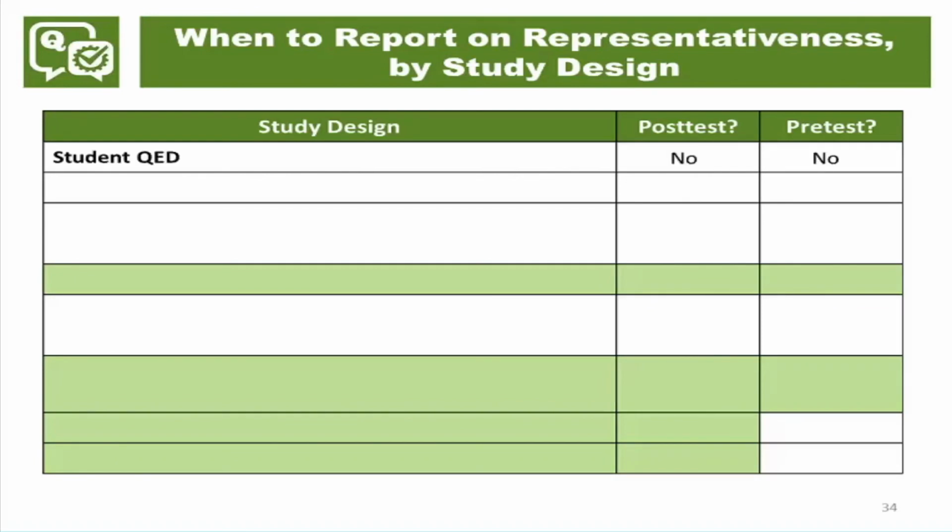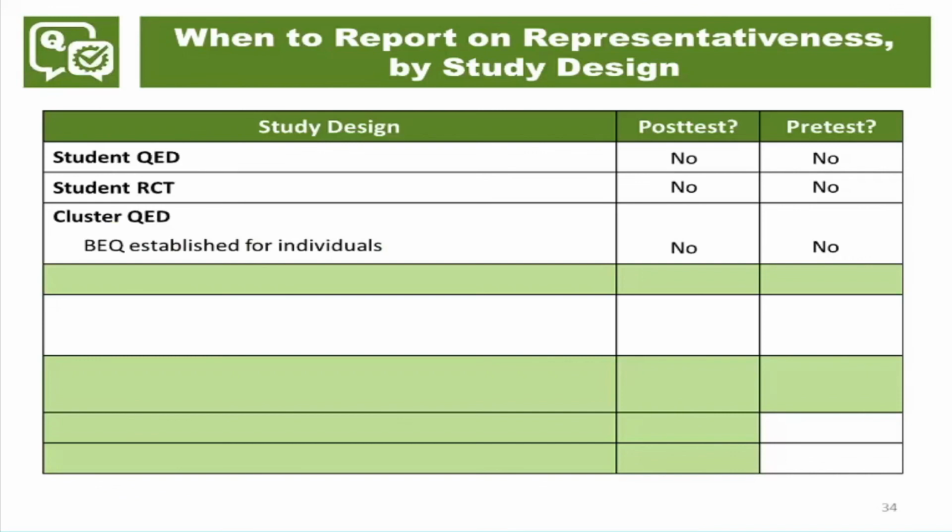Okay, so it's not necessary to establish representativeness for QEDs that have student assignment. It's not necessary at post-test or pre-test. And the same is true for RCTs with student assignment. Data on representativeness are not needed at post-test or pre-test. And really, for any student assignment design, it's never, that's a rule, it's never necessary to provide information on representativeness.